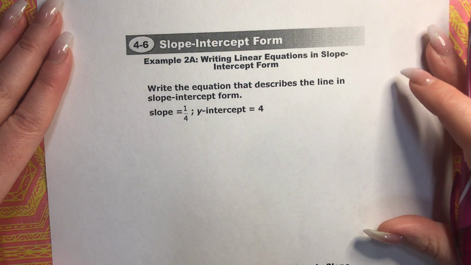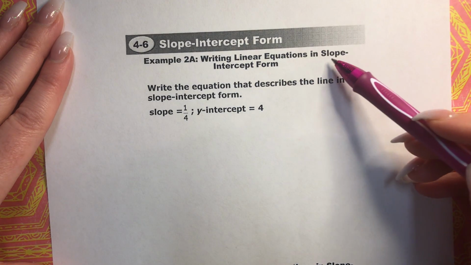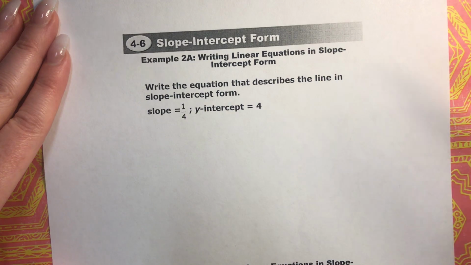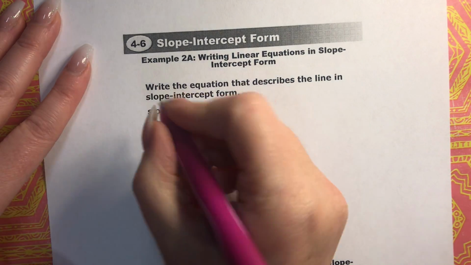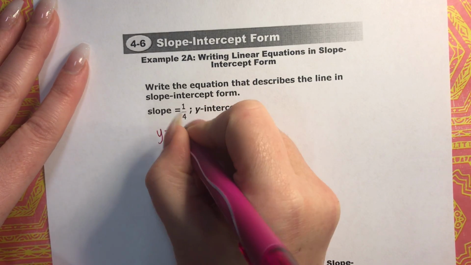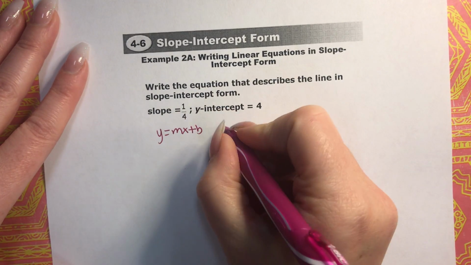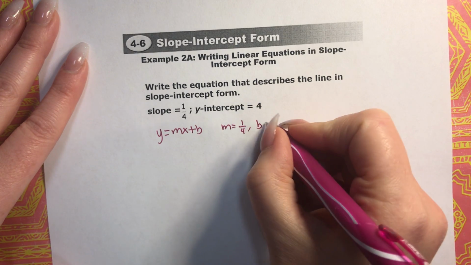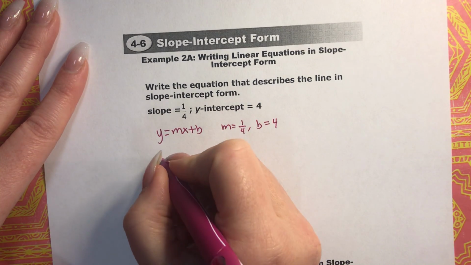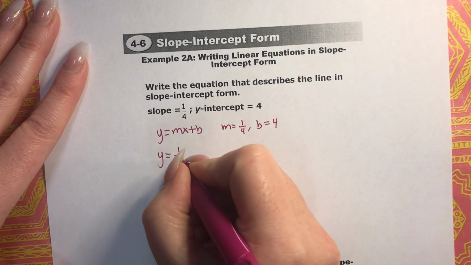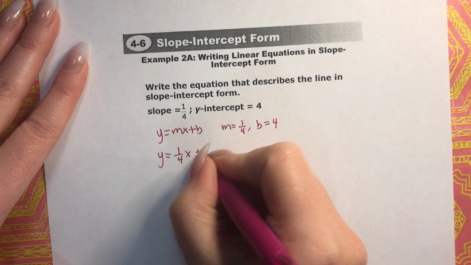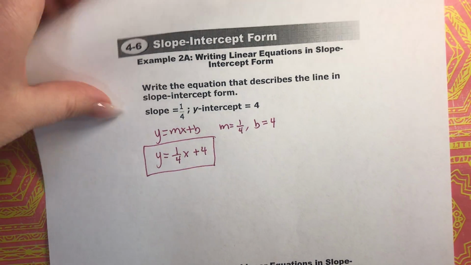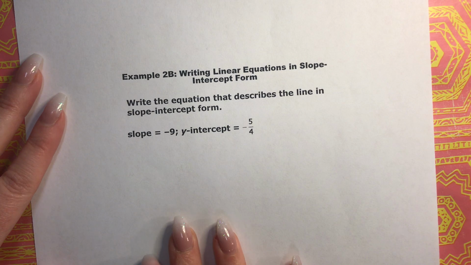So for 2a, we're going to be writing linear equations in slope-intercept form. It says write the equation that describes the line in slope-intercept form. So let's write down what slope-intercept form is. y equals mx plus b. It's saying the slope is 1/4, and the b, or the y-intercept, is 4. And then we just substitute those values in. So y equals, m is 1/4, x plus 4. Slope-intercept form, there's our equation. Boom shakalaka.